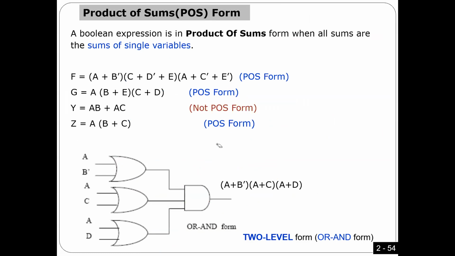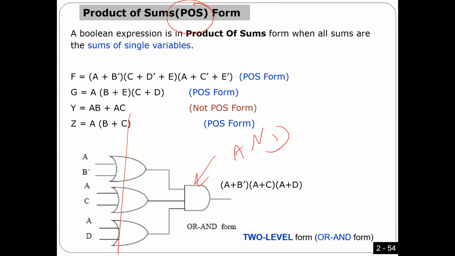This one, if you do it using product of sum, we need only one AND and then you need multiple ORs. Also two levels. So regardless of how big the function is, it's always two levels. Yes, so it's never going to be more.